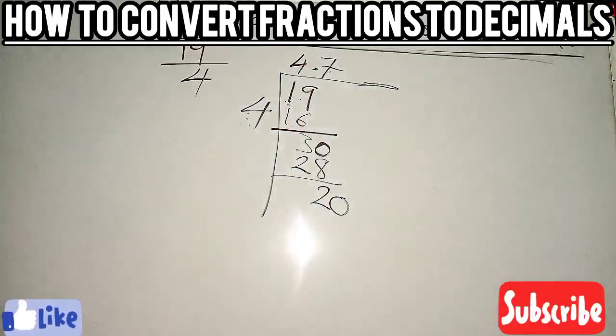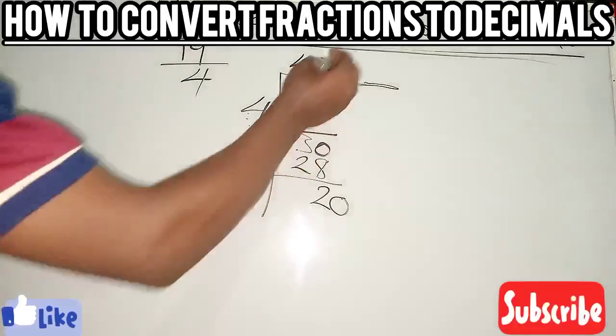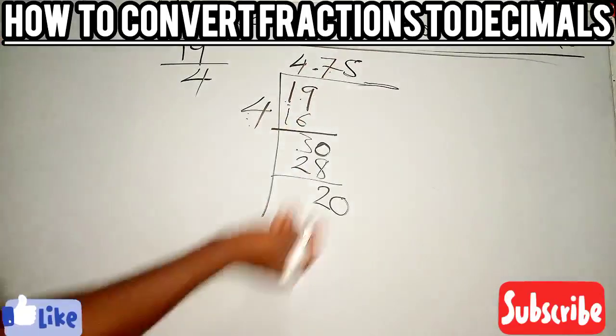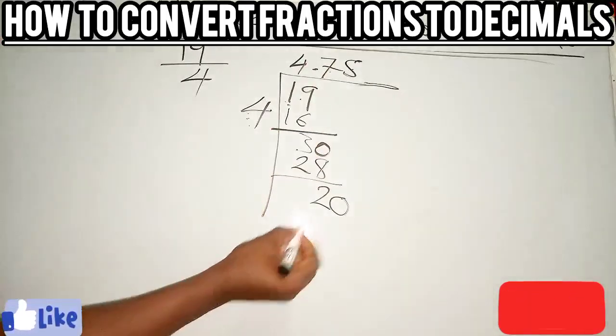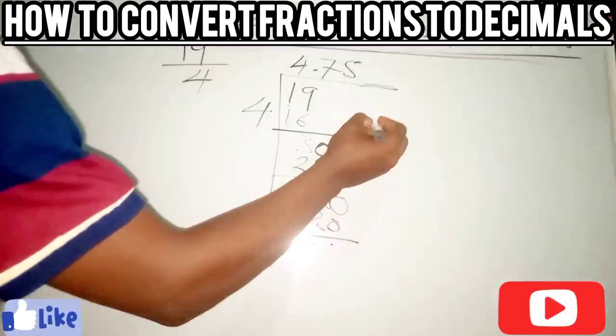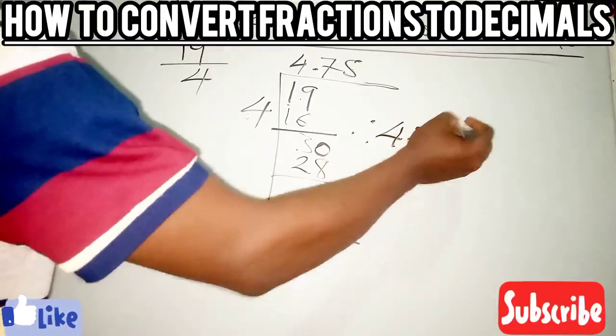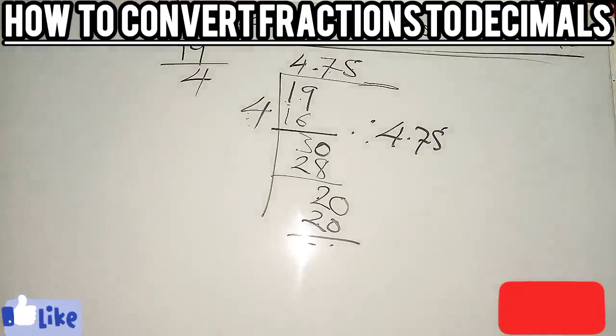Already we have the decimal point, so we can be adding zeros as many times as we can. Can 4 now go into 20? Yes. How many times? 5 times. So this 5 times 4 will give us 20. When you subtract 20 from 20, you have nothing. Therefore, your answer is 4.75. When you convert 19 over 4 to a decimal number, you'll be having 4.75.